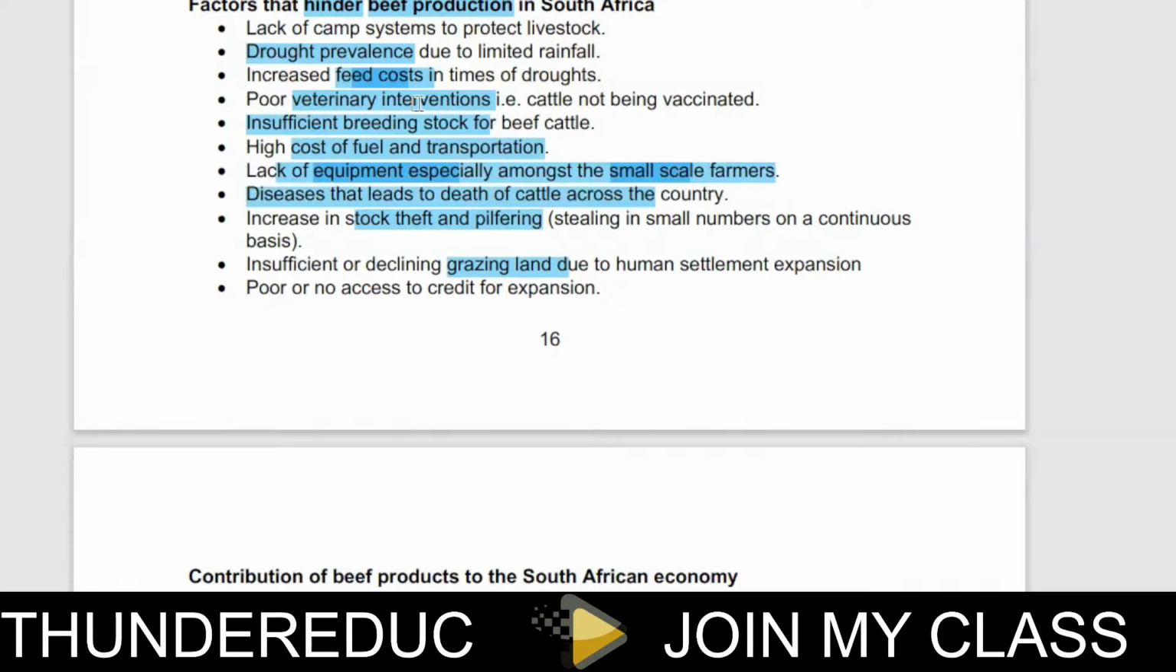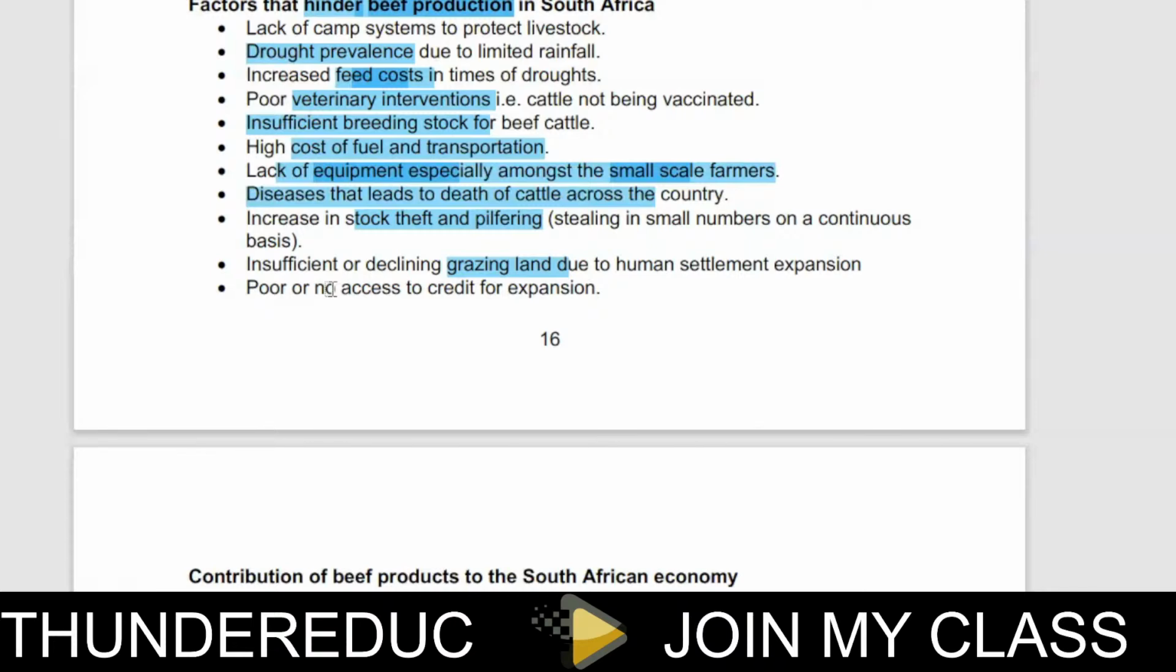That means if you're supposed to keep around 50 heads of cattle, you can't keep the 50, you'll keep 25 because you don't have enough. Man, that means at the end of it all, the production of beef is going to decline. Okay, that is another thing, or another aspect.